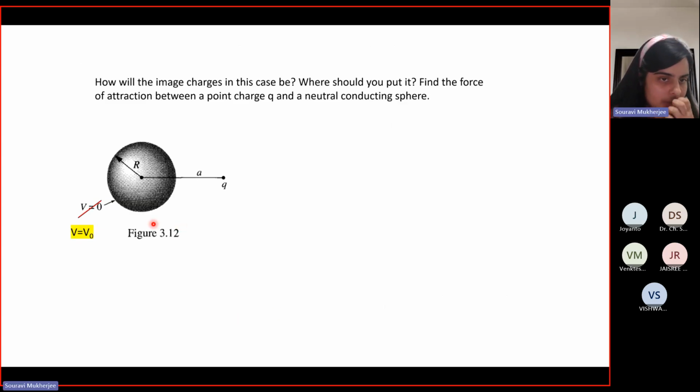Now what happens if we say that the potential on the sphere is not 0, but some non-zero value V naught? So you have a charge Q, you have a metal sphere, and the potential on the sphere is given by some V naught. It's not V equal to 0. So can you tell me how the image charges should be chosen in this case?